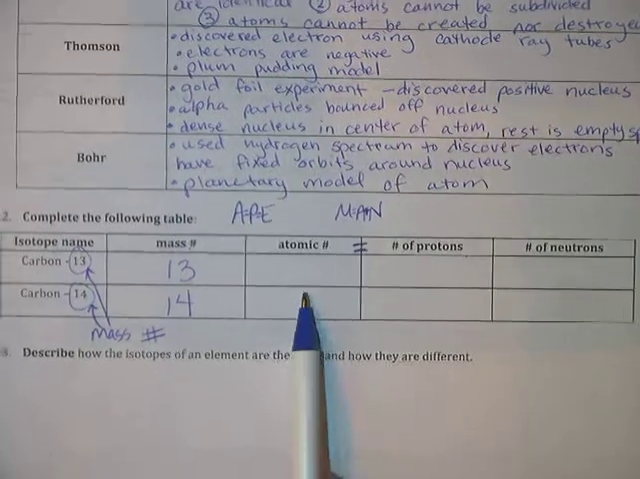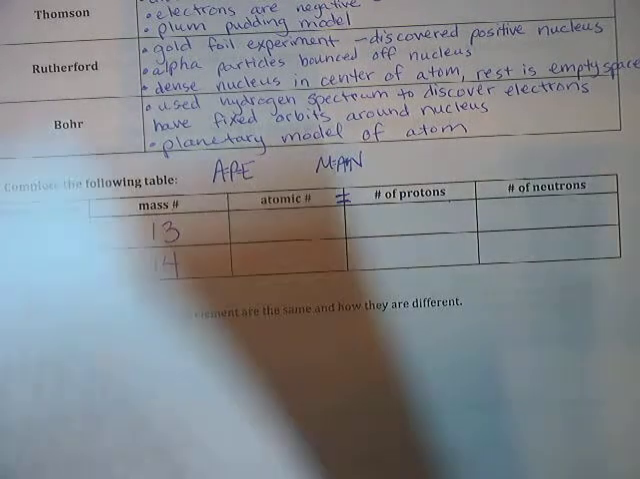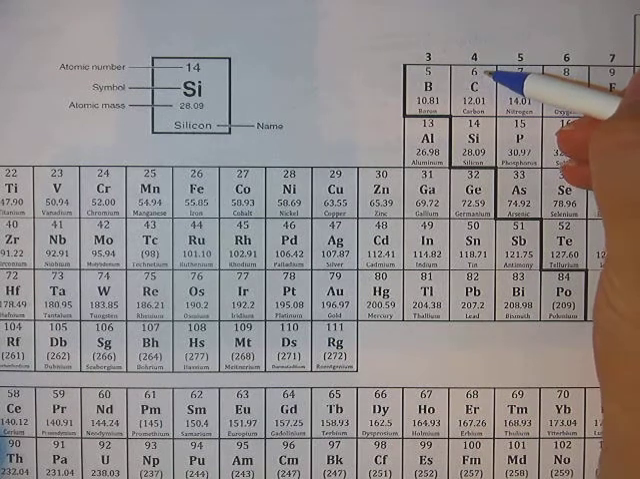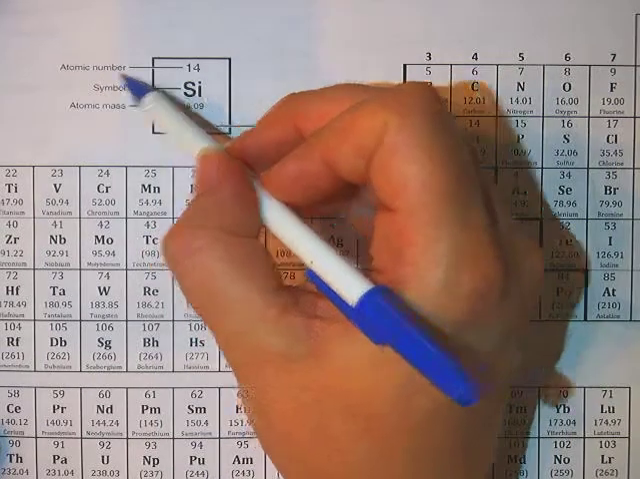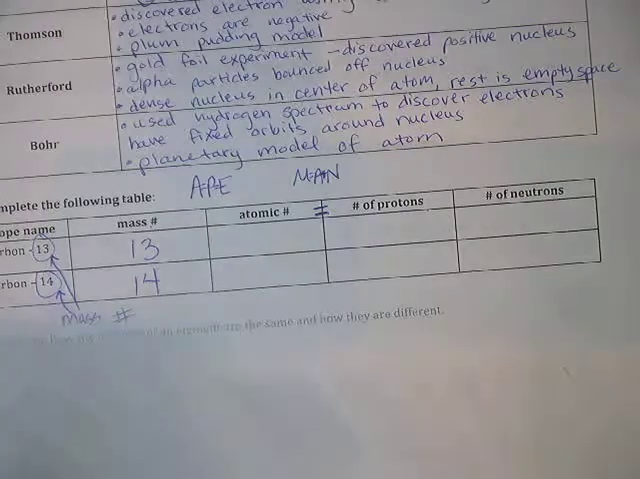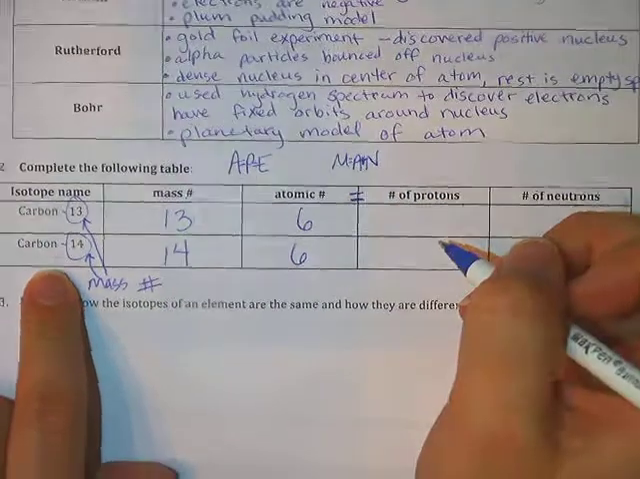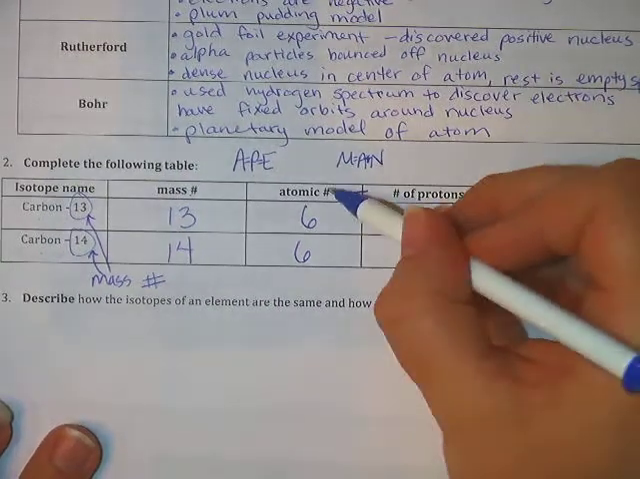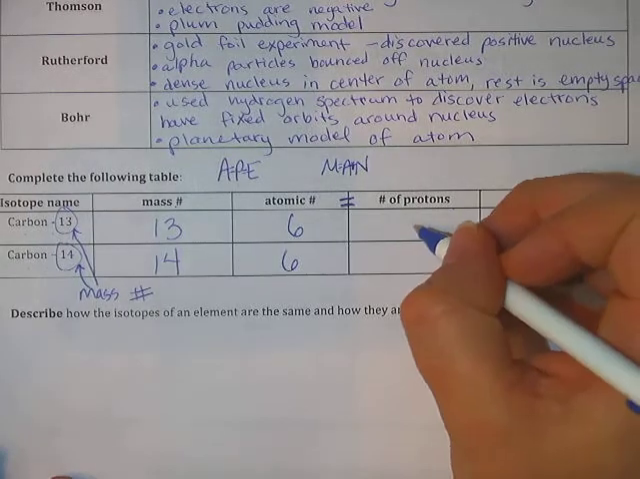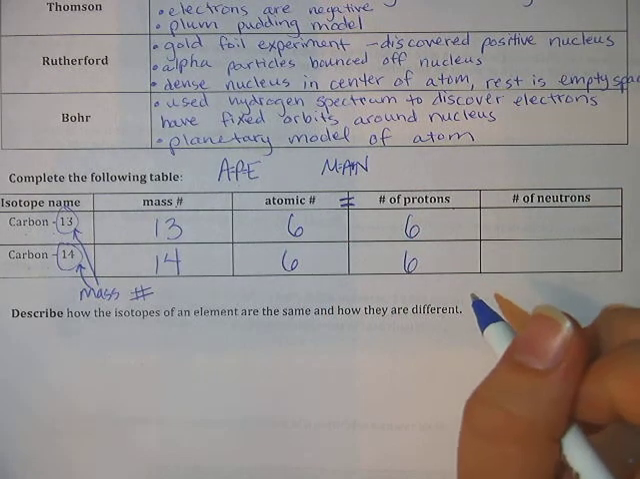To find the atomic number, you're going to have to go to the periodic table and find carbon. And carbon on the periodic table, remember this top number is the atomic number, and if you forget, it's even labeled in the legend for you. Carbon's atomic number is top number 6. And since both of these are carbon, the atomic number for both of them is going to be 6. I know atomic number equals the number of protons. That's what Ape Man tells me. So there are 6 protons because the atomic number is 6.